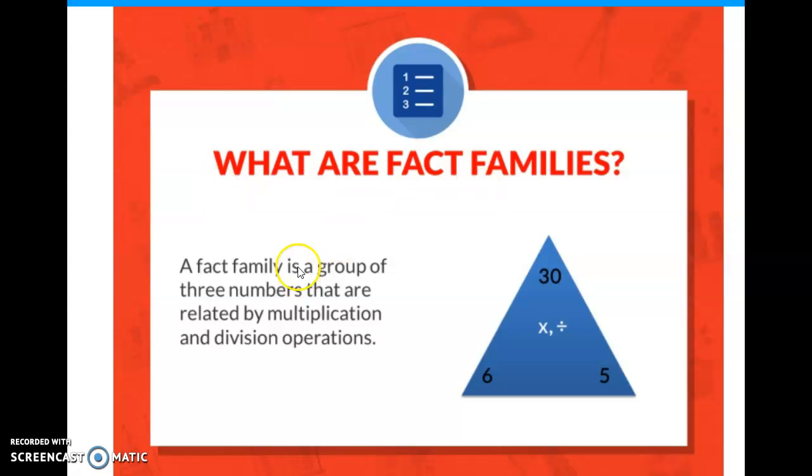So what are fact families? Fact families is a group of three numbers that are related by multiplication and division. We just said that. And it is 6 times 5 equals 30, or 5 times 6 equals 30. 30 divided by 6 equals 5, or 30 divided by 5 equals 6.